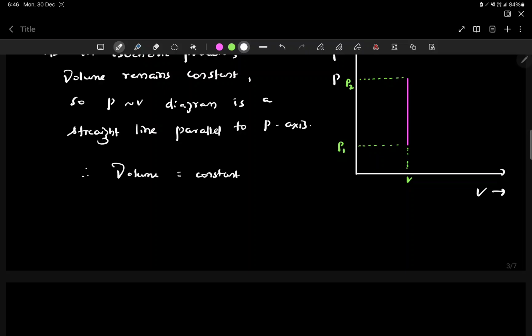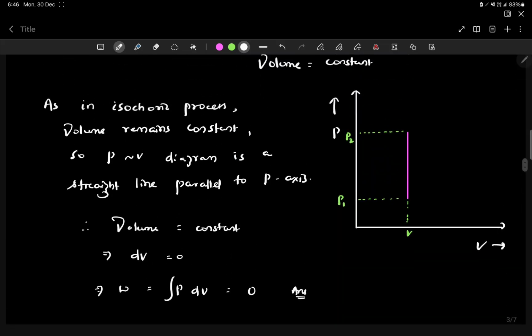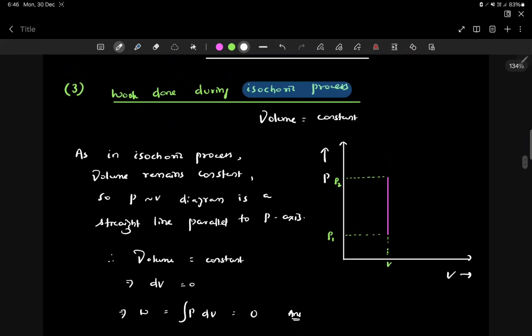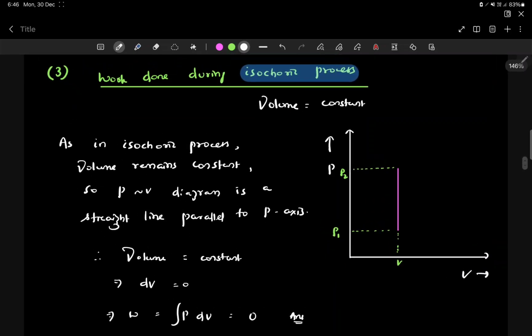If volume is constant, the change in volume, that is dV, is equal to 0. So we know W is equal to integration PdV, which means it will be 0. This is your answer. Take a screenshot of work done during isochoric process. Always remember the answer is 0. And during isobaric process, the answer is the area under the PV diagram. For a 1 mark question, this will help you.